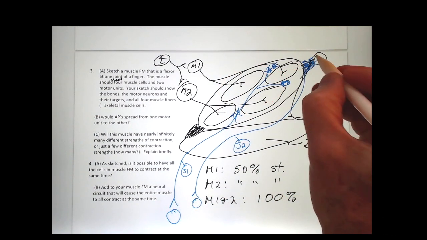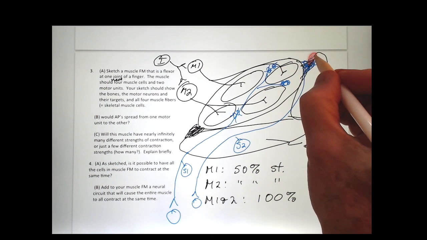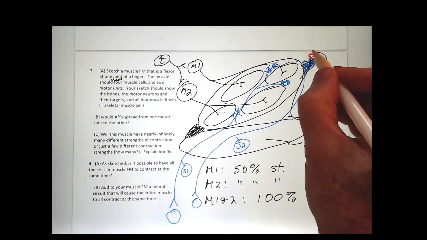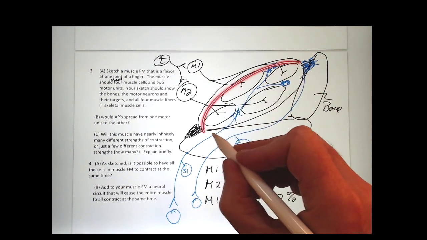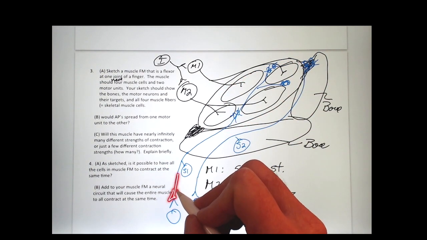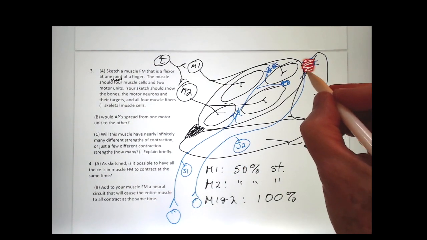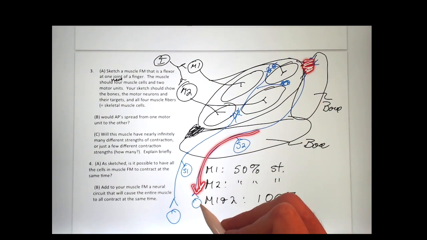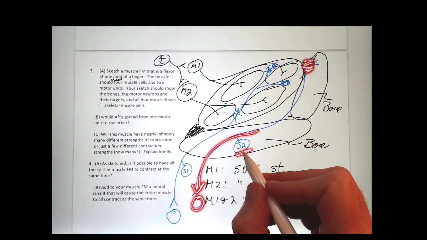On the other hand, if you're pulling your finger against something that won't move, pulling against a heavy weight, this may be working really hard, but it's not shorter, and so you get few action potentials per second in S1. This may be under a lot of tension, and so you get many action potentials per second in S2 or SY.